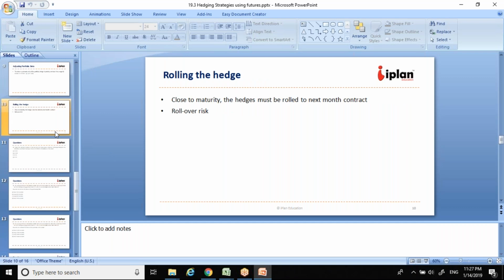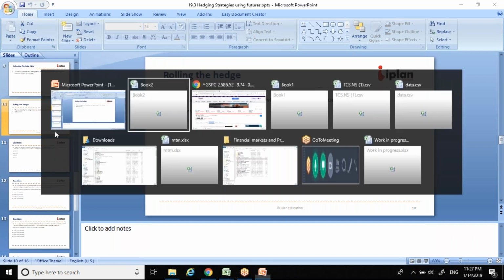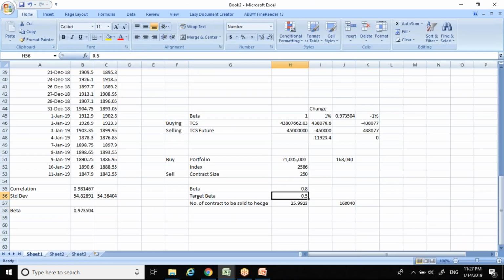Now, rolling over the hedge. Rolling over the hedge is about when your contract expires. You have 1 month contract, you have 2 months contract, and you have, let's say, 3 months contract, maybe more. So if you have purchased a share on, let's suppose, for a contract which is going to expire on 31st January, and you buy it for, let's suppose, 2000, and you purchased on 1st January.